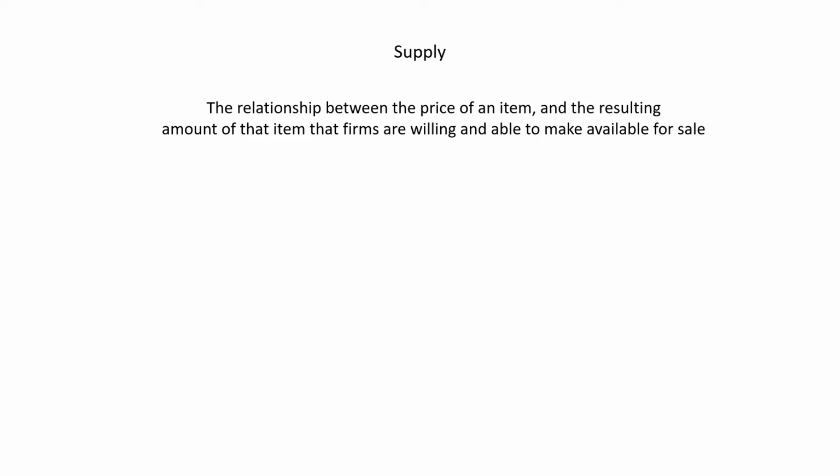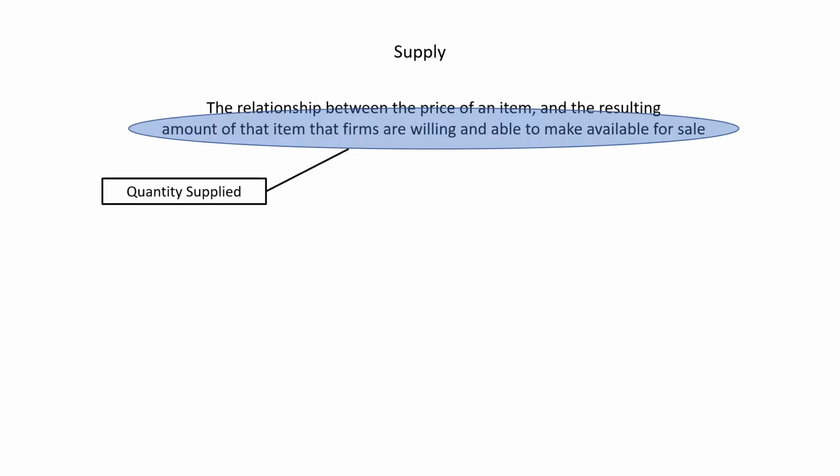Supply is defined to be the relationship between the price of an item and the resulting amount of that item that firms are willing and able to make available for sale. Recall that we just simplified this phrase and called it quantity supplied. Notice that this definition doesn't say anything about producing the item. It's all about making it available for sale.